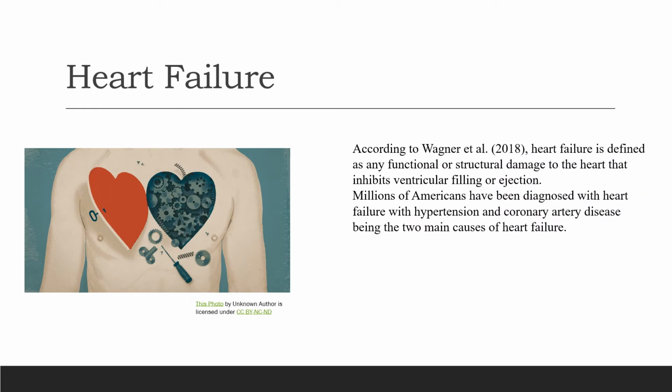According to Wagner et al., 2018, heart failure is defined as any functional or structural damage to the heart that inhibits ventricular filling or ejection. Millions of Americans have been diagnosed with heart failure, with hypertension and coronary artery disease being the two main causes of heart failure.